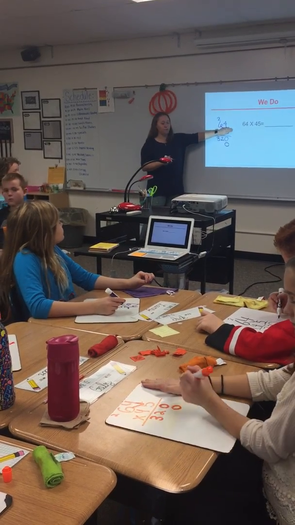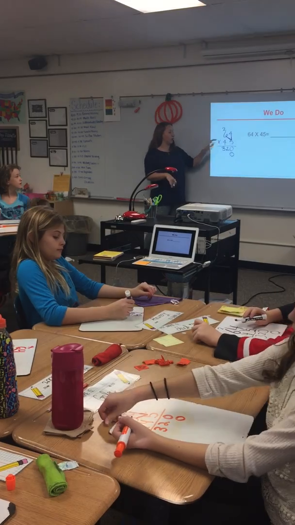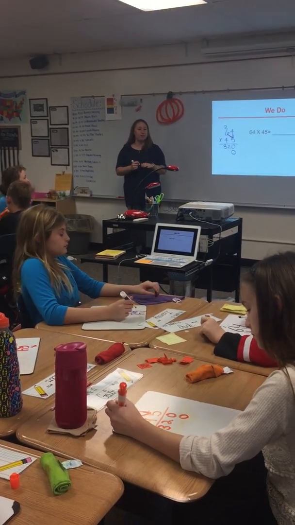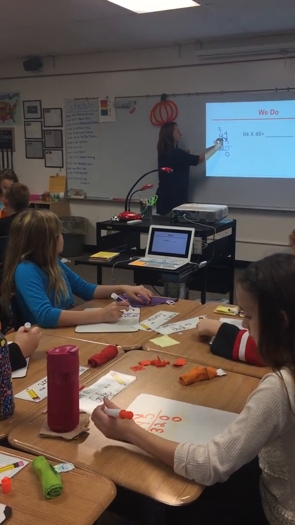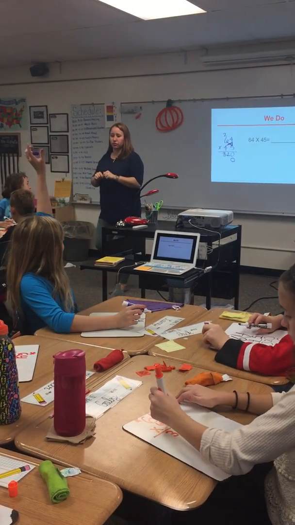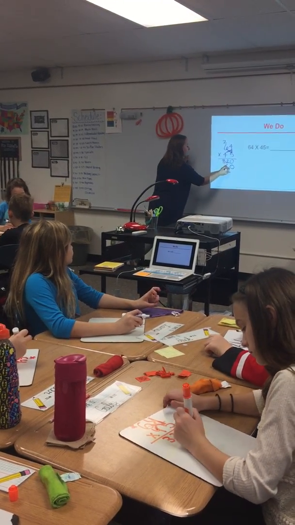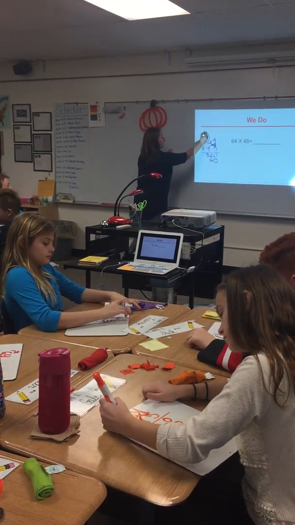I'm going to pretend that 5 isn't even there. I'm just going to worry about that 4. I know I multiply by the ones place first. So 4 times 4. Raise your hand if you can tell me what 4 times 4 is, Lainey. 16. I'm going to write my 6 and carry my 1.